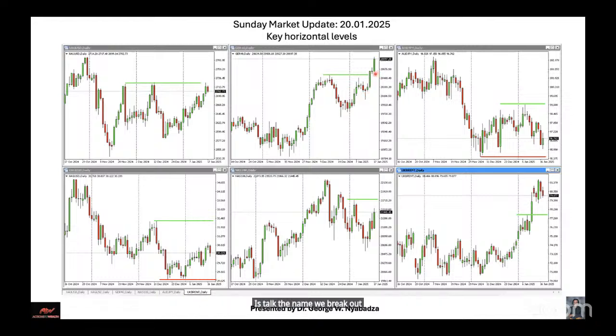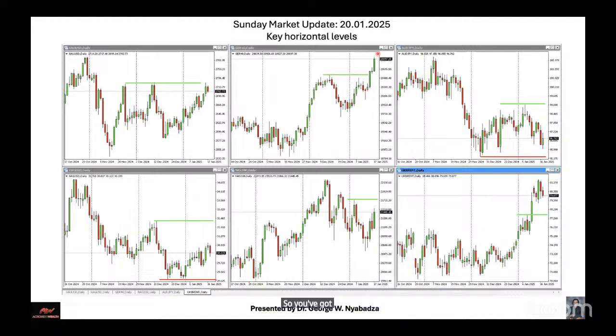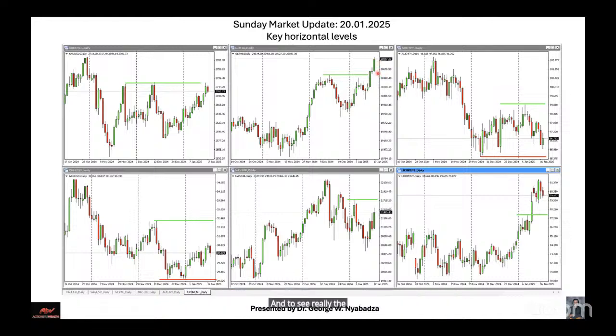Put a tighter stop if you are willing to get stopped out more often. If you can deal with all that, getting stopped out and taking more trades, fantastic. Why would you do that? Well, you do that because if it accelerates up, you make more profit than the guy who put their stop here. So you've got to decide what you want to do. But the market is bullish. That was a bit of a problem for the bulls, but a nice follow through. That level can still be tested to see really the commitment of the bulls.